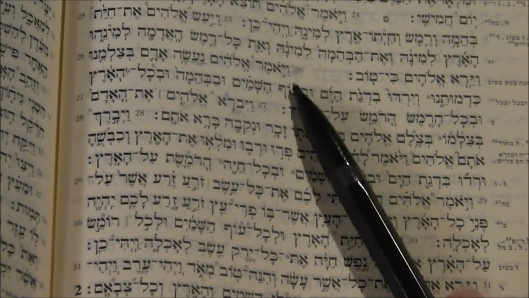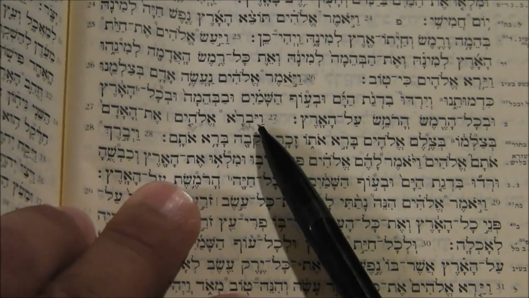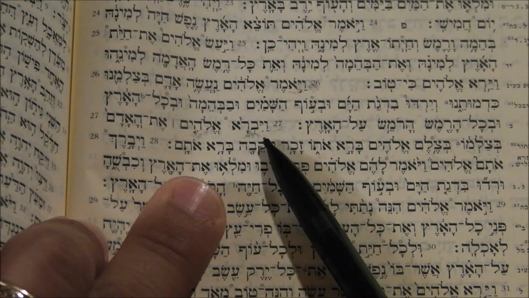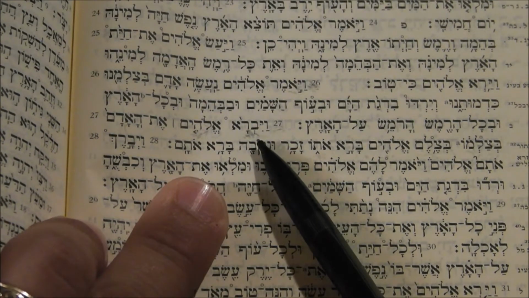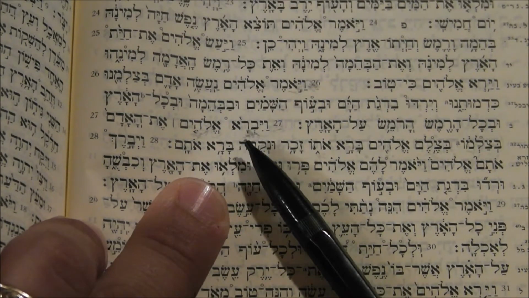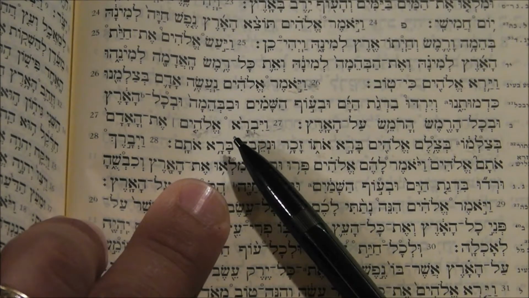Here's one major problem with it, just with the grammar. Here it is. The verb here in verse 27 is vayivra, and it's a third-person masculine imperfect form of the verb meaning to create. But it's also something we call vav consecutive, which means that it's essentially a narrative version of a past tense. This is kind of a simple way to put it.